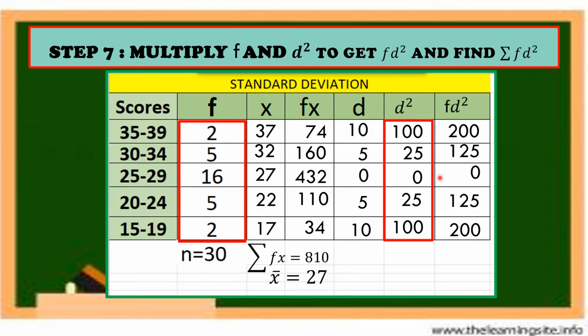Then we need to find summation of fd squared, that is 200 plus 125 plus 0 plus 125 plus 200. We have the summation of fd squared equals 650.